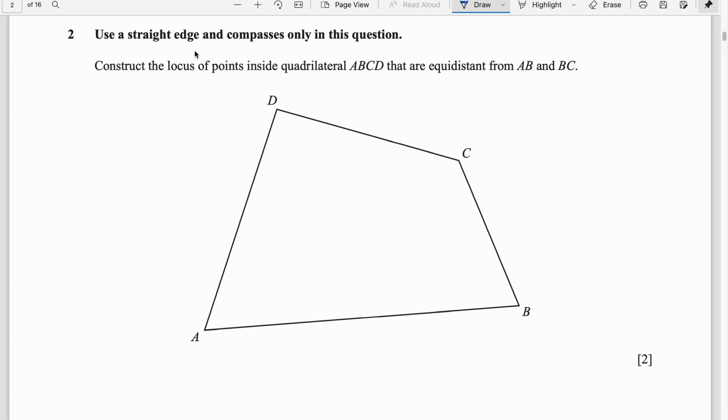Question number 2. Use a straight edge and compass only in this question. Construct the locus of points inside the quadrilateral ABCD that are equidistant from AB and BC. So being equidistant from these two lines makes it an angle bisector. Place the needle on B, draw the arc on both sides. Then lift your needle and place it on the previously drawn arc and do the same on the other side. Now just stretch a line between B and this point of intersection. This is your angle bisector.